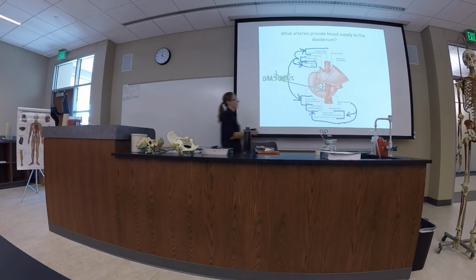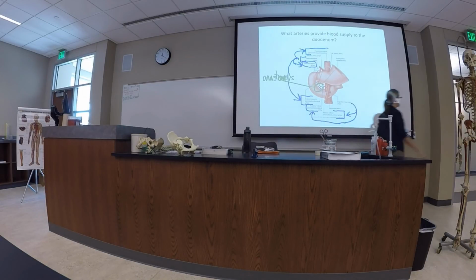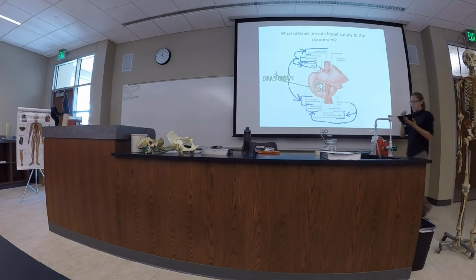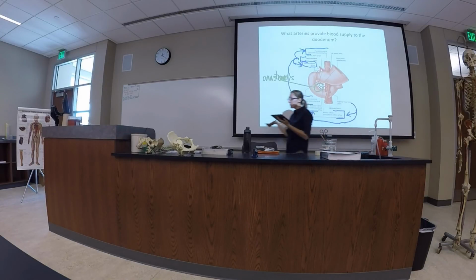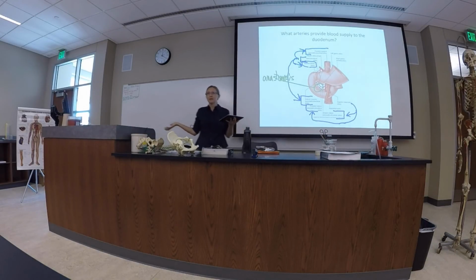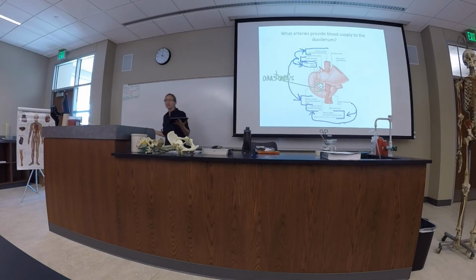Which one did you say? Sorry, which one did you just say? The superior mesenteric artery. Okay. So that way, if the superior mesenteric artery gets a big old plaque in it, you can still get blood supply to the duodenum via the gastroduodenal artery and those superior pancreatico-duodenal branches off of that. Okay? Any questions? That make sense? Did I get it across? Okay.